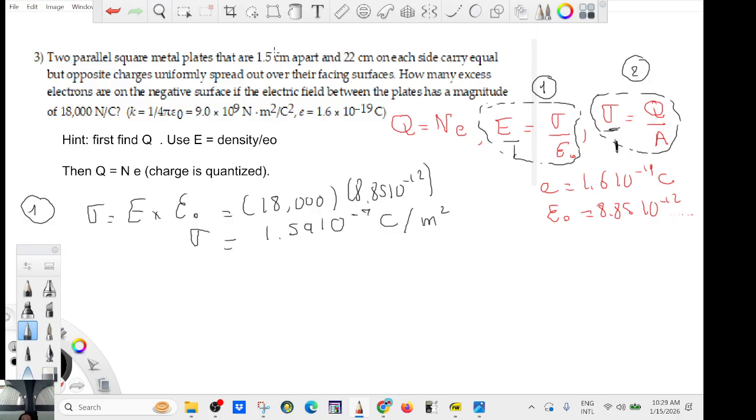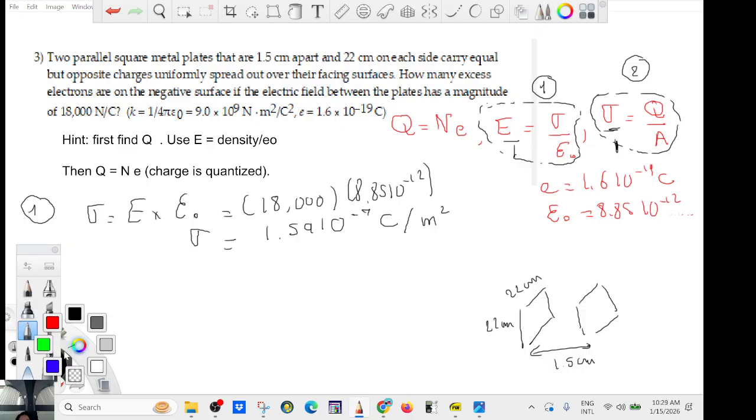See, they give you TMI. They try to trick you, because if you make a drawing, you have a plate and another plate here. This is 22 centimeters, this is 22 centimeters, and the distance between them is 1.5. So the distance doesn't matter exactly. They try to trick you. If you take the MCAT, that's what they do. Of course, it's much easier than that, but you have TMI.